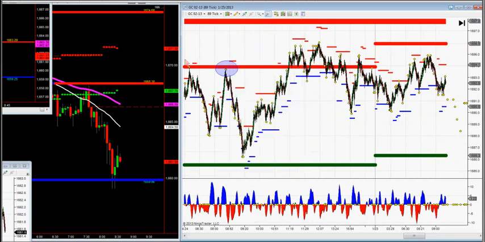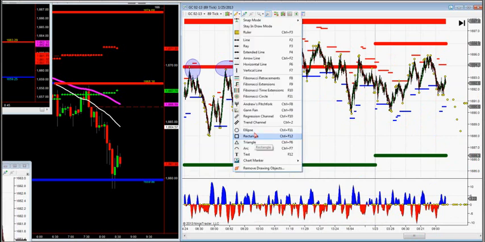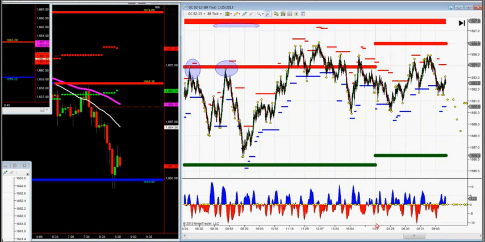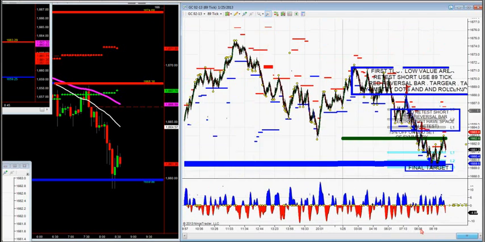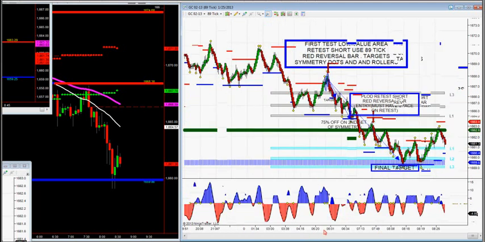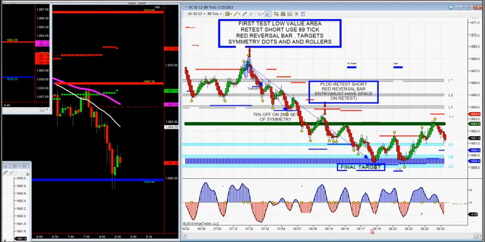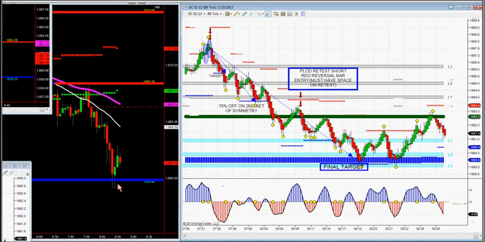It bounces on the first test. I always tell you the first test. And then we got these red and green hashes. What they represent is major highs and lows in the market. So that was my overall target here this morning, right? On the blue roller after the second set of symmetry.